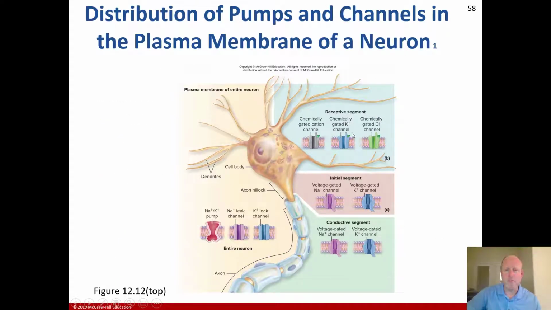So here we have a receptive segment with our chemically gated cation channel, and the chemically gated potassium channel and the chemically gated chloride channel, the receptive segments here for the dendrites. And of course, the cell body and dendrites are showing here. At the axon hillock, we have the initial segment, the voltage-gated sodium channel and the voltage-gated potassium channel. Then we have the conductive segment along that axon, where we have the voltage-gated sodium channel and voltage-gated potassium channels. And the entire neuron essentially has the sodium-potassium pump, a sodium leak channel and a potassium leak channel throughout.